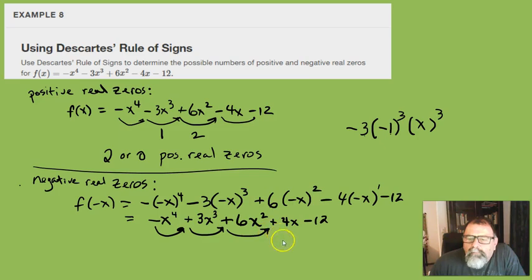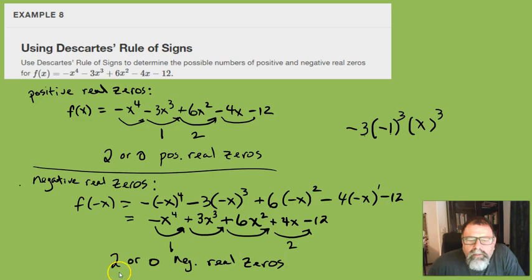So we're looking for flip-flops from positive to negative, or vice versa. So negative to positive, that's 1. Positive to positive doesn't switch. Positive, positive doesn't switch. Positive, negative, that's our second one. So we have 2 or 0. And you just subtract 2 till you get to 1 or 0. So if I had 7, it would be 7, 5, 3, 1, and then you stop at 1. Okay, so 2 or 0 negative real zeros.